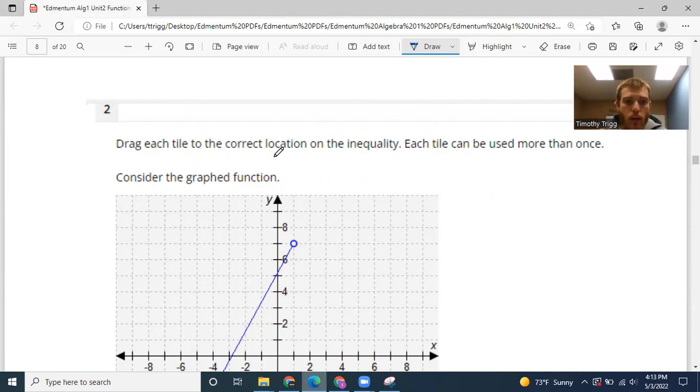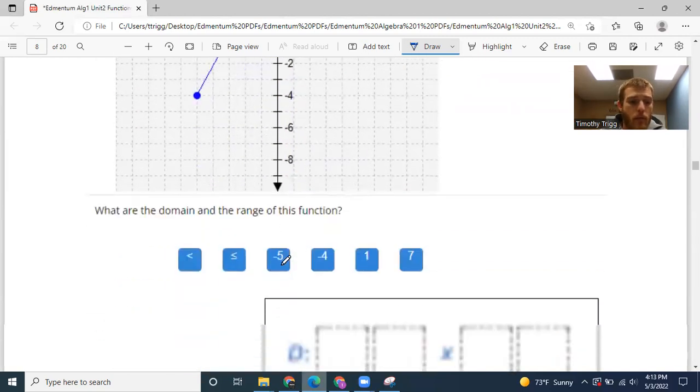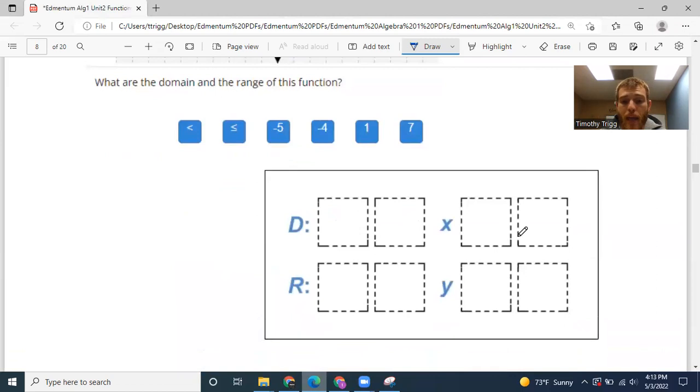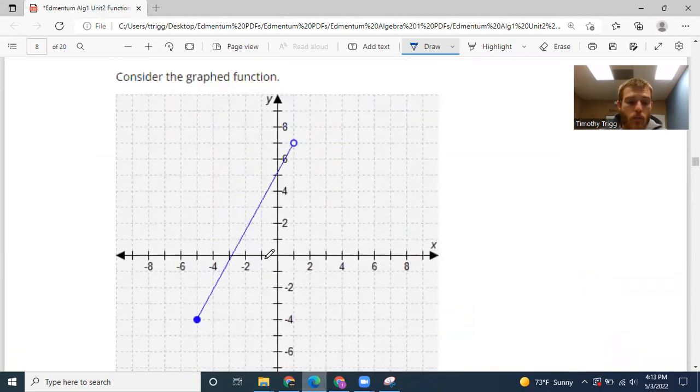Drag each tile to the correct location on the inequality. Each tile can be used more than once. Consider the graphed function. Okay, so we have this graph here. Okay, so we want to find the domain and the range. So for the domain, we look at the x values. So what is my lowest x value? Well, you can see it's right here at -5. Okay, what is my highest x value?